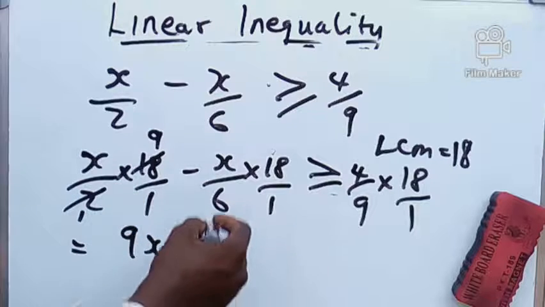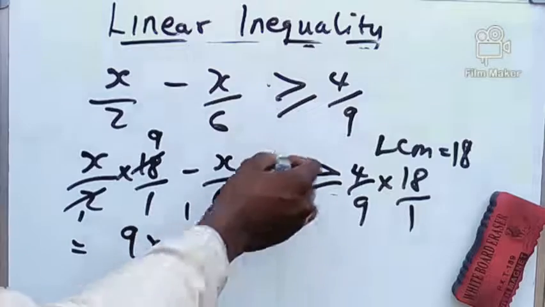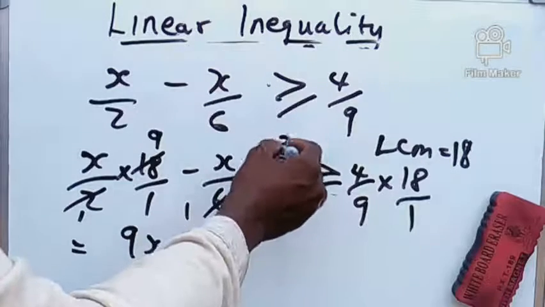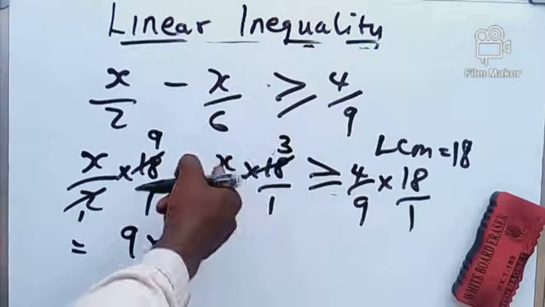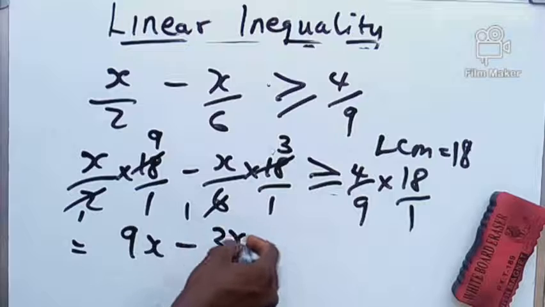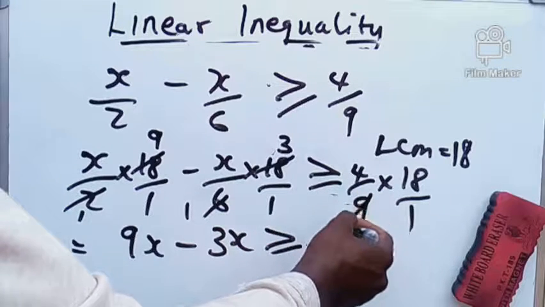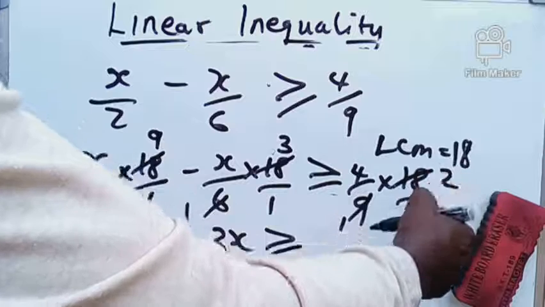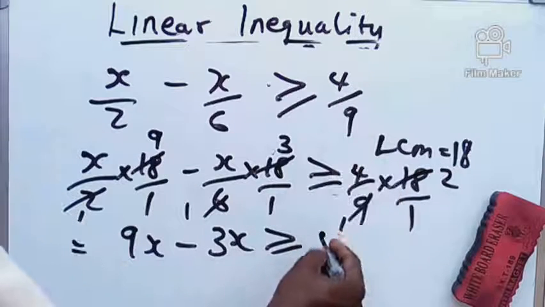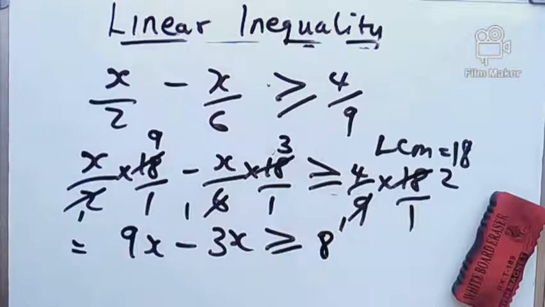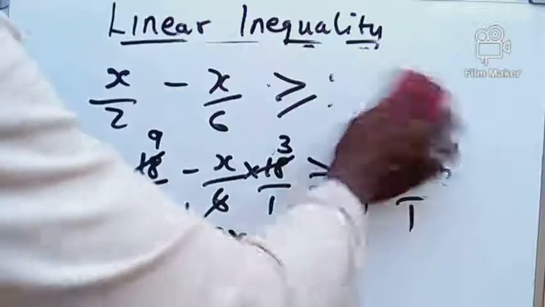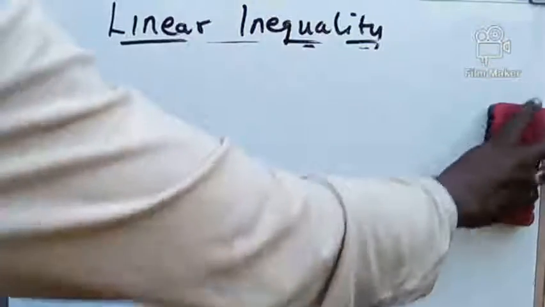9x. Minus 6 here is 1. 6 goes into 18, you're simply going to have what? 3. So you have 3 times x. You have 3x. And this is greater than or equal to 9 here is 1. 9 into 18, you have what? 2. 2 times 4 is what? 8. And that's what you have. So the next step is to do what? To simplify further.